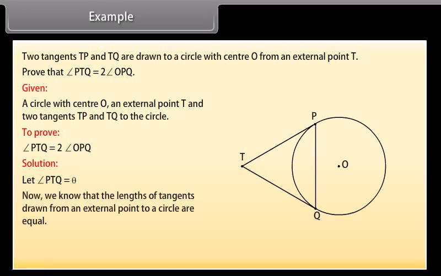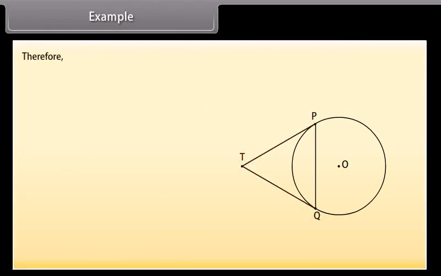Now from the theorem of tangents we know that the lengths of tangents drawn from an external point to a circle are equal. Therefore, TP is equal to TQ. So, TPQ is an isosceles triangle. Therefore, angle TPQ is equal to angle TQP, which equals 1 upon 2 into (180 degrees minus theta), which is equal to 90 degrees minus 1 upon 2 theta.